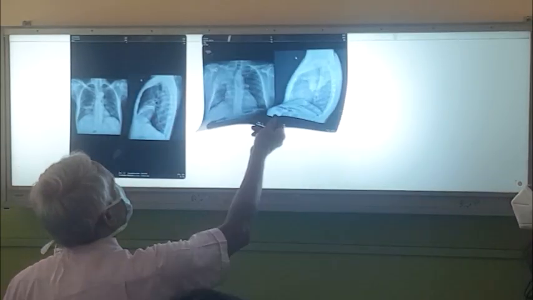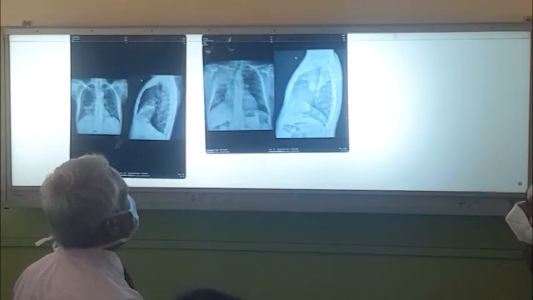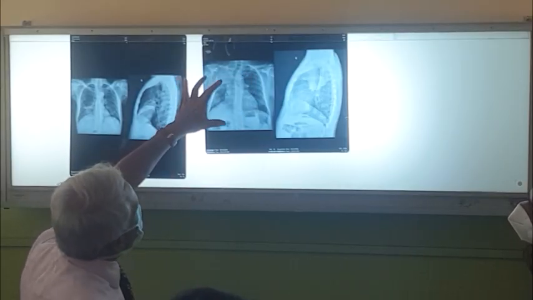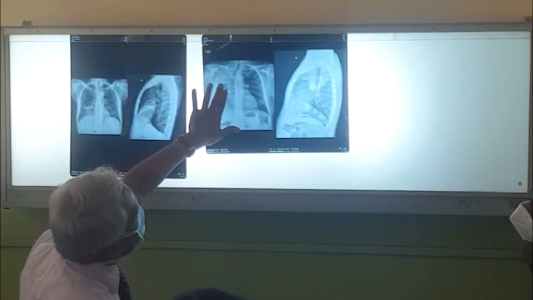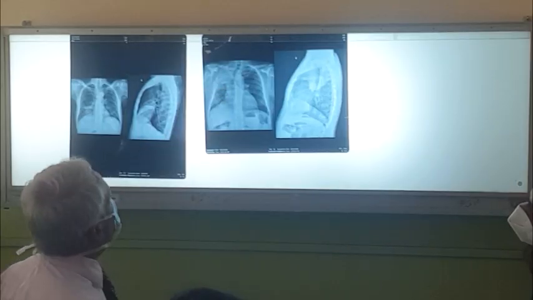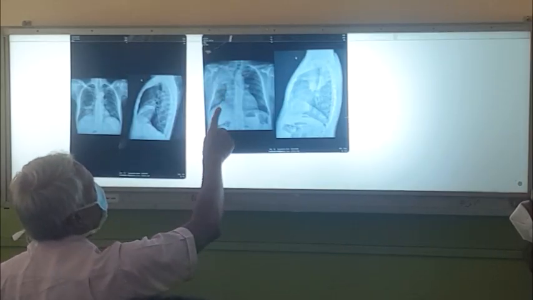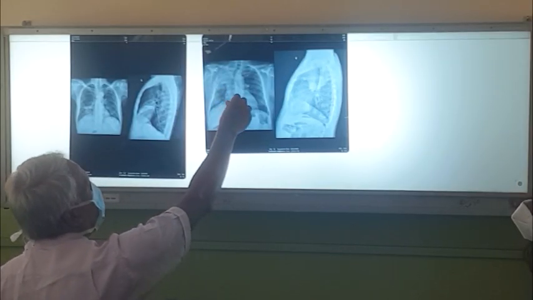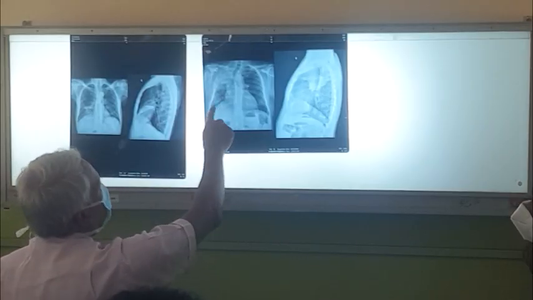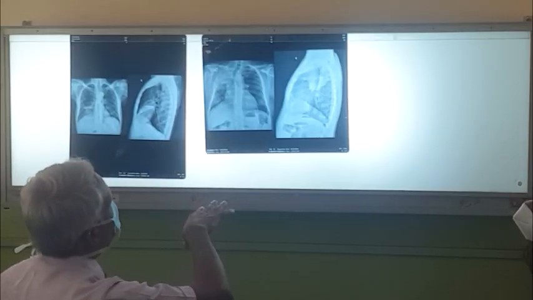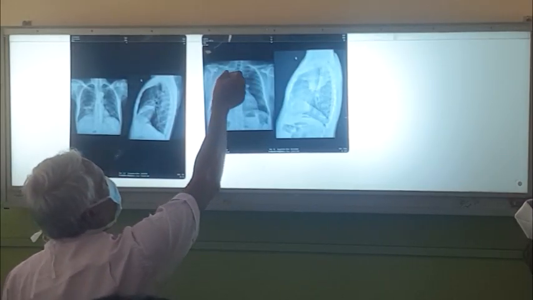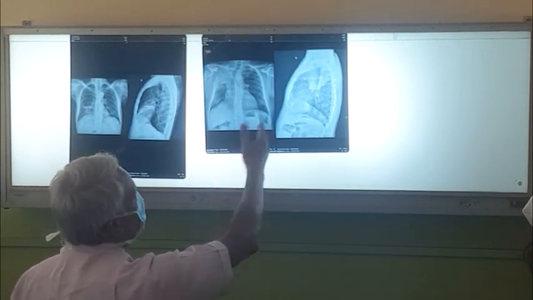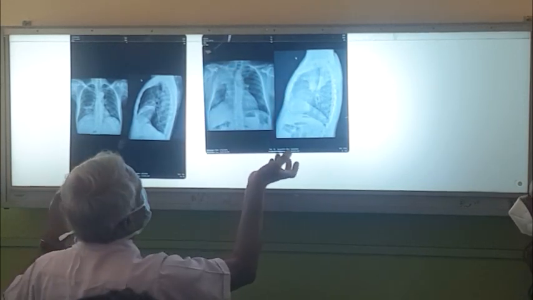This is a collapsed upper lobe. When the upper lobe collapses, right, everything shifts this way. And the middle lobe you can see because the cardiac heart border you can see, and the lower lobe and the middle lobe are intact, and this is the trachea. So this is a collapsed upper lobe. This is the lateral view of the collapsed upper lobe.